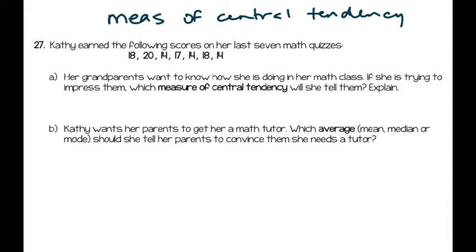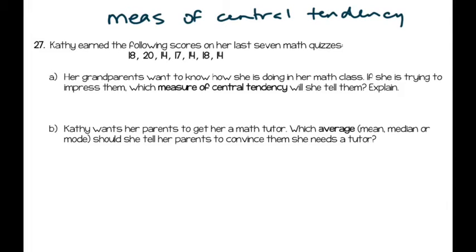And so let's take a look at Kathy here. It says Kathy earned the following scores on her last 7 math quizzes. So here we've got her scores that she earned. Her grandparents want to know how she's doing in her math class. And she's trying to impress them. So maybe they're going to give her a cookie and $5. And so she wants them to think that she's doing really great. So which measure of central tendency is she going to tell them?